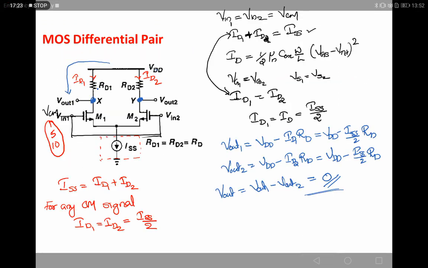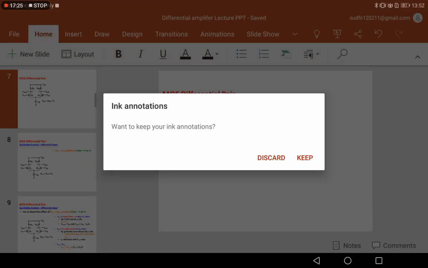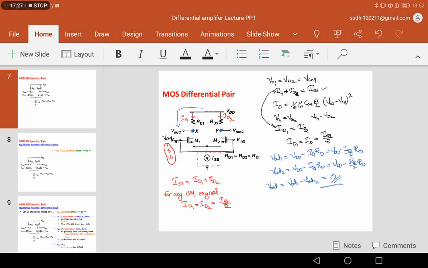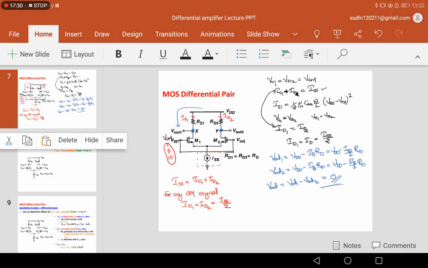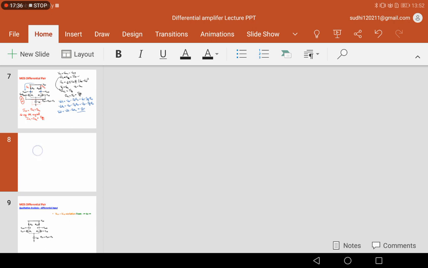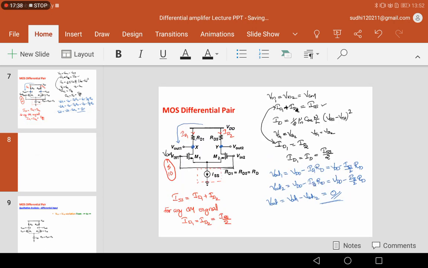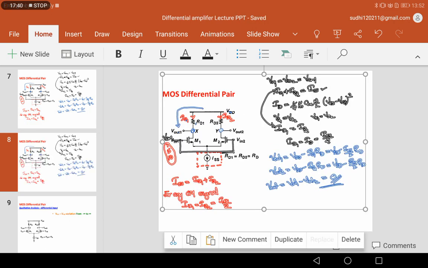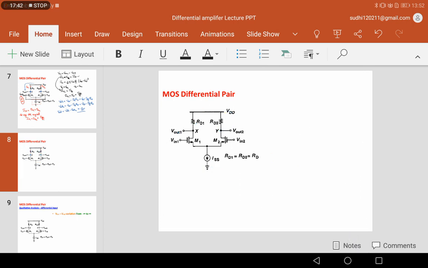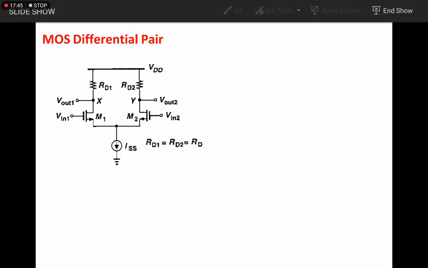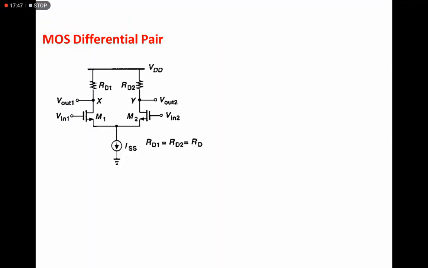Then what happened? Okay, I forgot one thing. We'll add one more slide. What happens if we give differential signaling? Okay, so differential signaling also we will check.